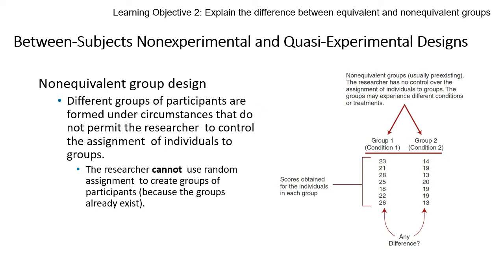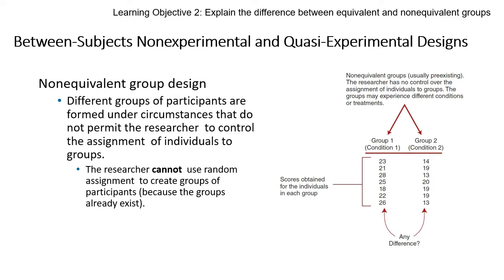Which brings us to our second learning objective. Our second learning objective here is to explain the difference between equivalent and non-equivalent groups. What we're talking about now is when we're looking at non-experimental or quasi-experimental between-subjects designs, where the groups of participants are formed under conditions, like I said before, where the researcher can't assign individuals to groups. The researcher can't assign people to be male or female, can't assign people to be pregnant or non-pregnant. So the researcher can't use random assignment.